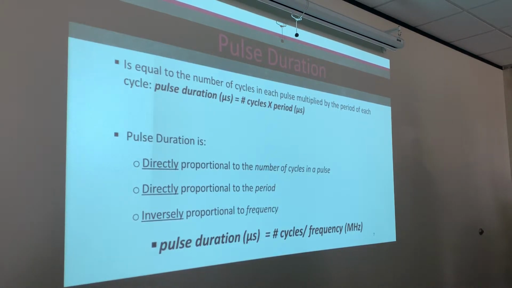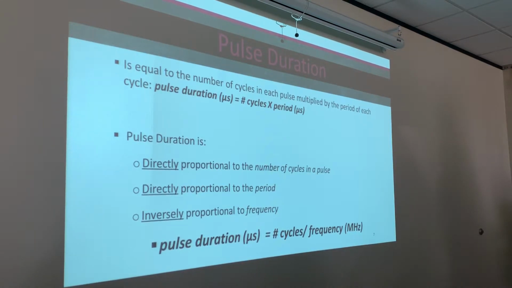We did some problems the other day where we can determine period just by being given the frequency and the number of cycles, or we can determine the frequency just by having the number of cycles and the period. Because we know that they're inversely related, it should equal 1 when we multiply those numbers together.